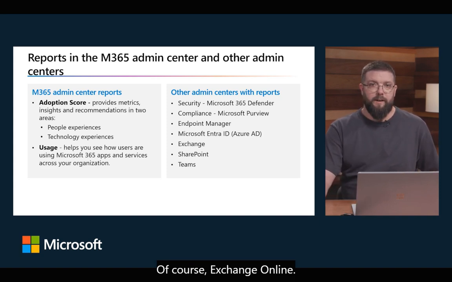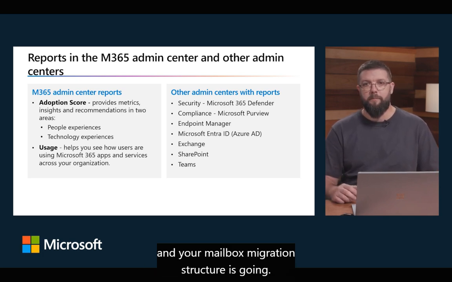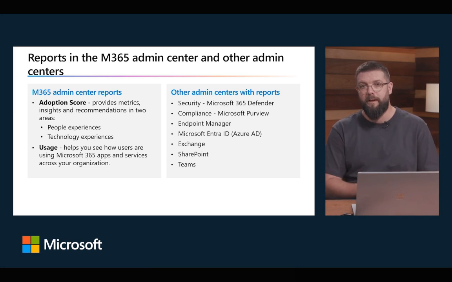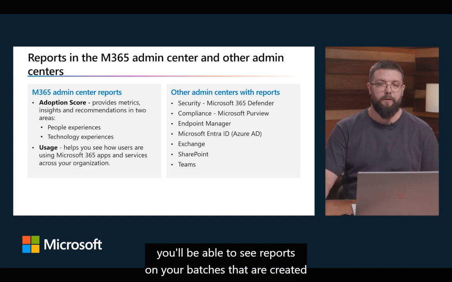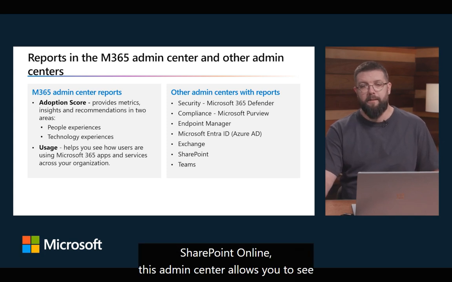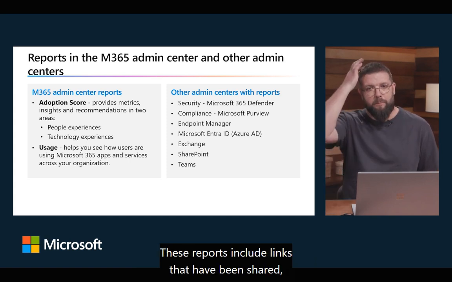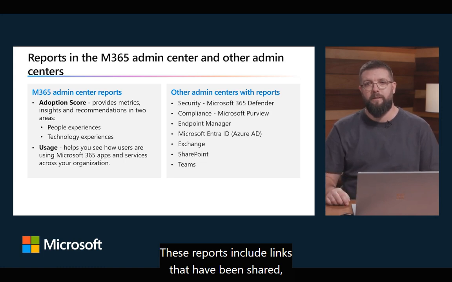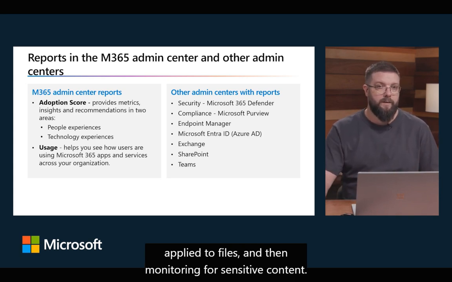And of course, Exchange Online. These will show you reports on mail flow, how your organization and your mailbox migration structure is going. If you're in the process of migrating to Exchange Online, you'll be able to see reports on your batches that are created for your organization there as well. And SharePoint. So SharePoint Online, this admin center allows you to see reports on security and compliance of your data within SharePoint. So these reports include links that have been shared, potential oversharing, sensitivity labels that have been applied to files, and then monitoring for sensitive content.